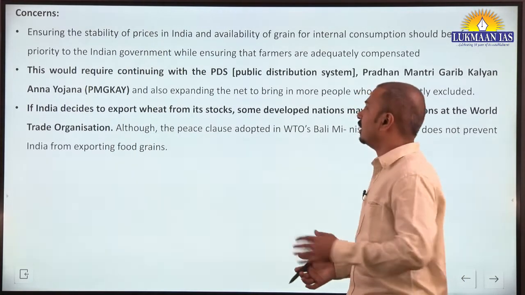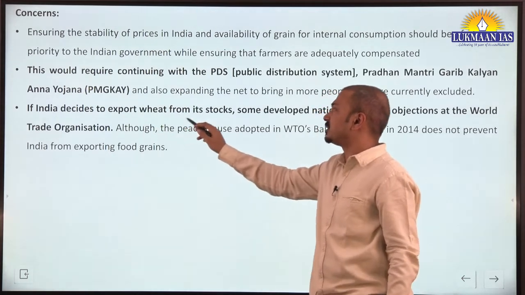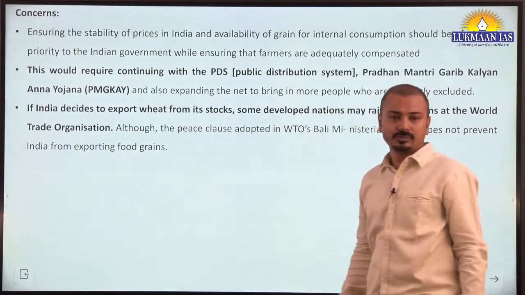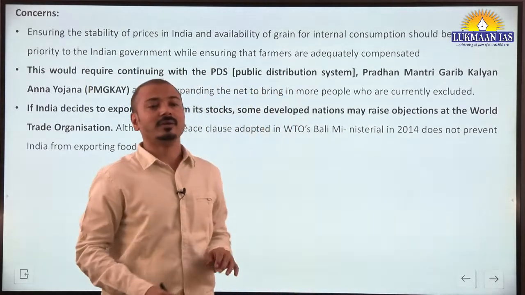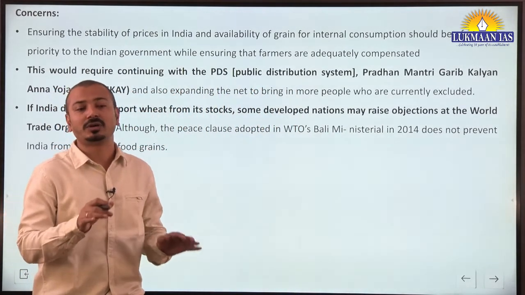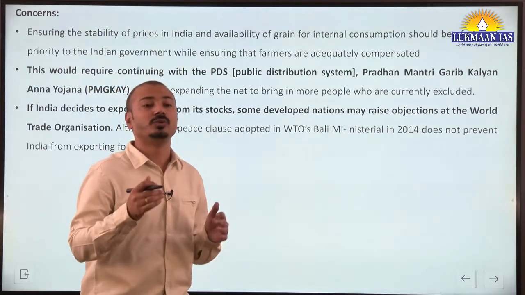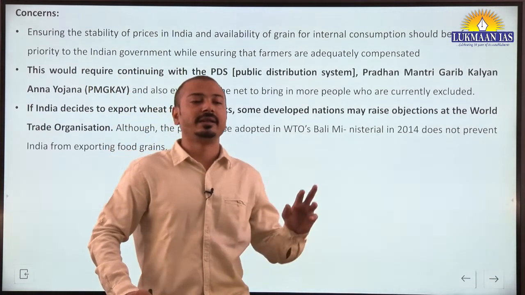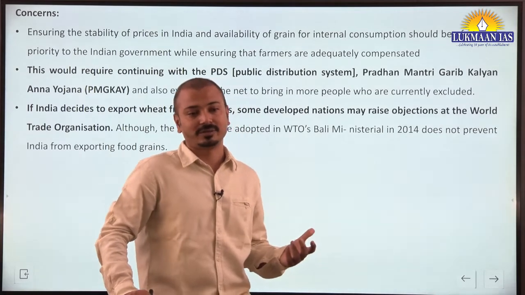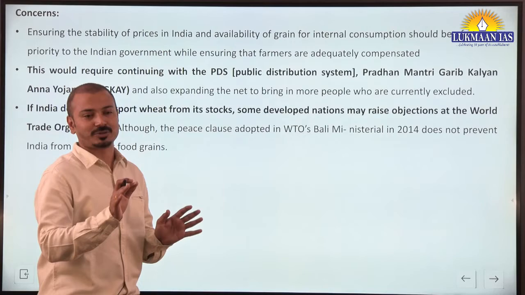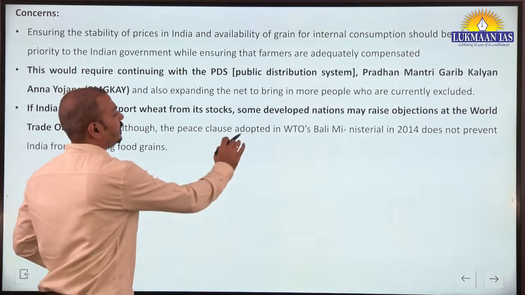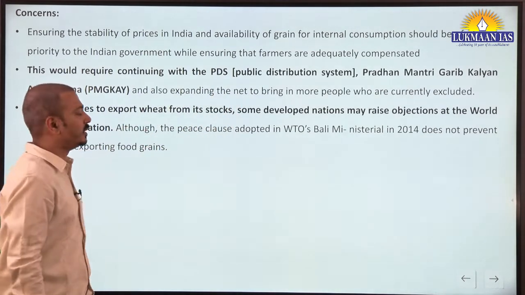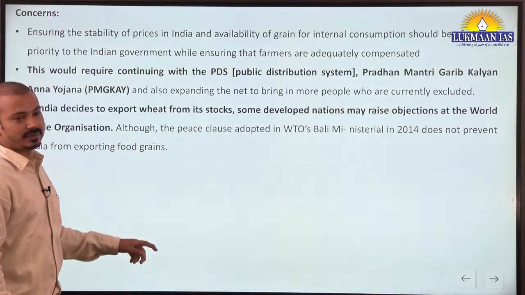for 6 months. Then if India decides to export wheat from its buffer stocks, some developed nations may raise objections at the WTO, because the government cannot do that. Although, according to the Peace Clause, the Bali Peace Clause of 2014, India can export from those food grains also. India maintains that we are not exporting; recently there was a case in the WTO that India exported rice from buffer stocks, although India said that was not from buffer stock. So you should know the Bali package and the peace clause, and there will not be any case raised by developed nations against export of these produce. You should know all these concerns.